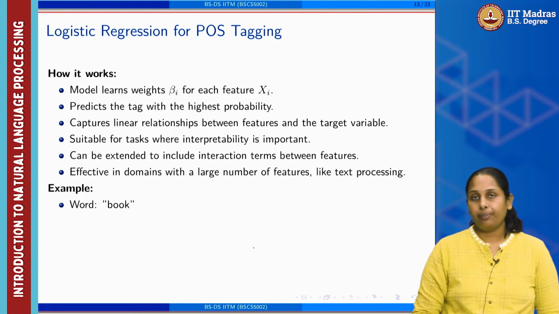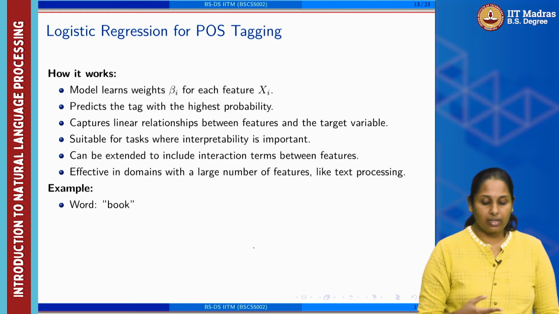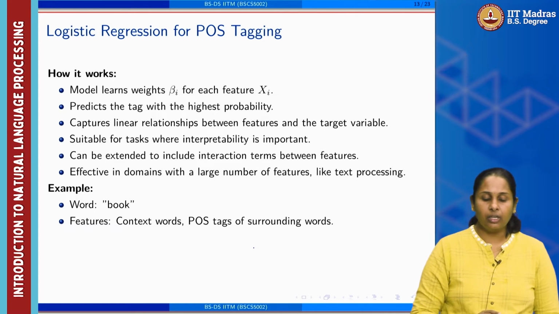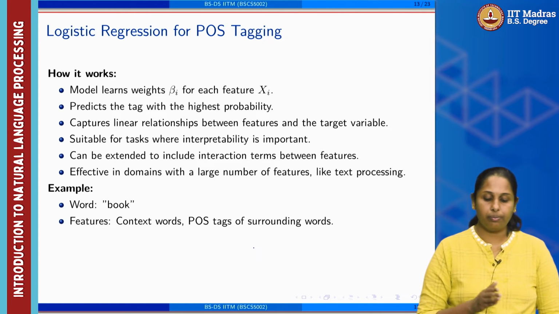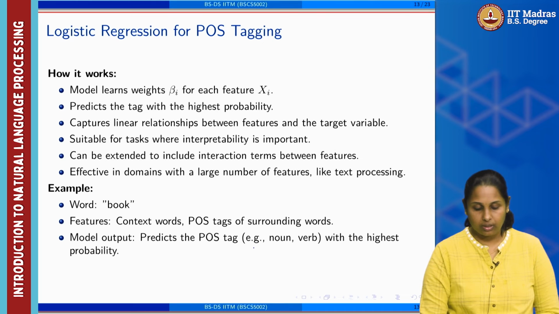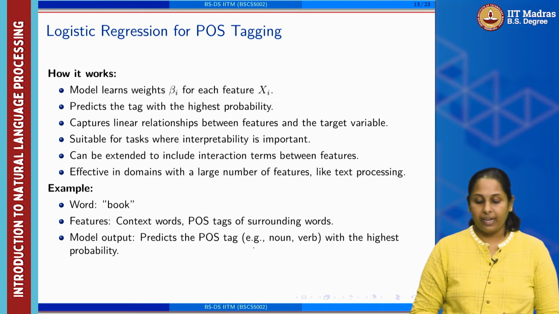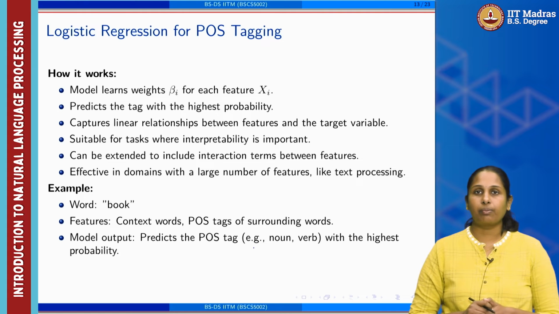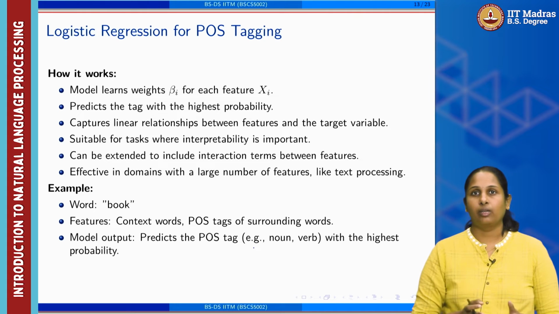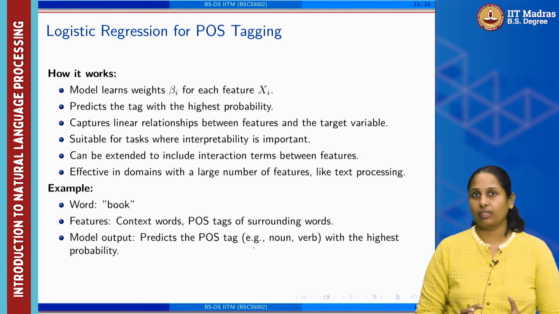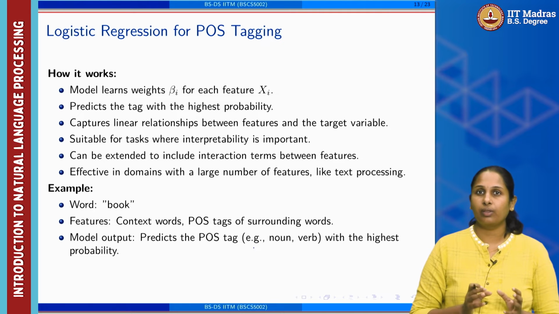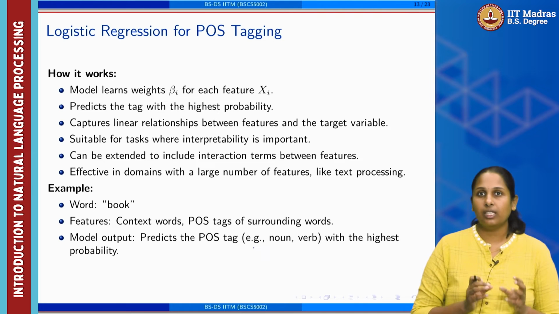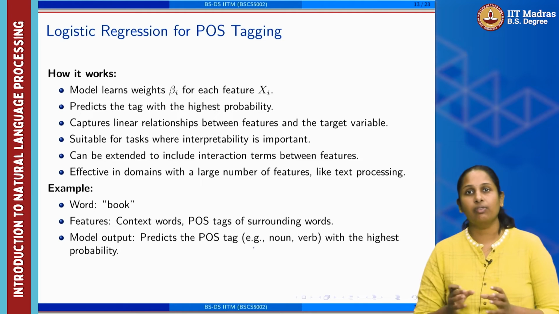For example, in the POS context, if you are given a word like book, the features here are the context word and the POS tags of the surrounding words. The model output predicts the POS tag with the highest probability, and it creates a sigmoid kind of representation for the word, trying to identify the weightage between the given tag and the given word.